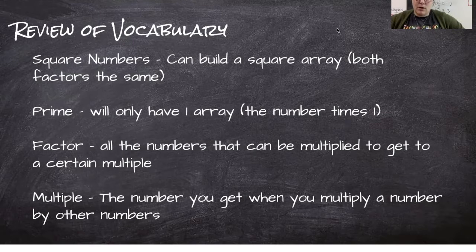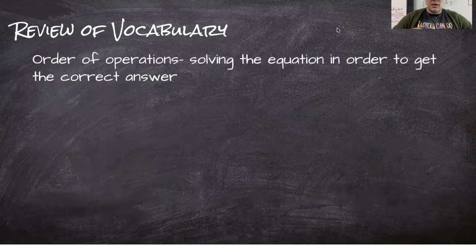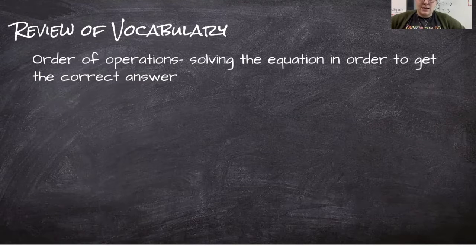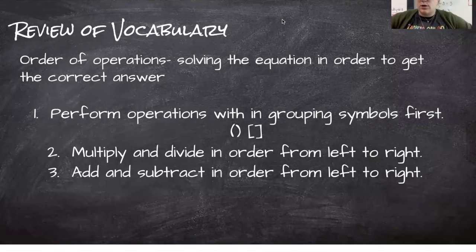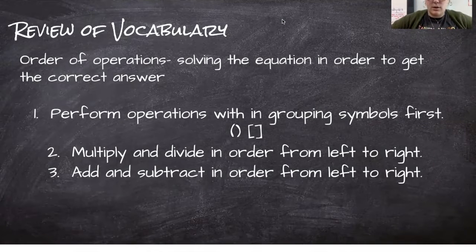So when you take a number and multiply it by something, the answer is then a multiple of your original number. And then yesterday we learned all about the order of operations, which is solving an equation in order to get the correct answer. So with order of operations, I do want to go through those steps again and practice one with you.